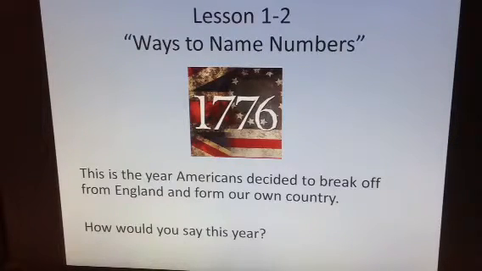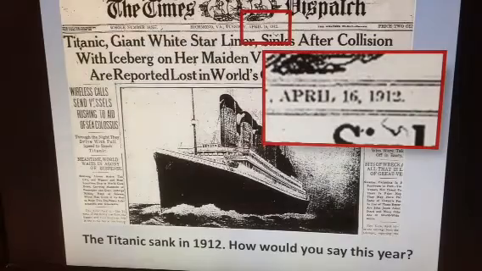This is the year Americans decided to break off from England and form our own country. How would you say this year? This year would be called seventeen seventy-six. The Titanic sank in this year. How would you say that year? This year is pronounced nineteen twelve.